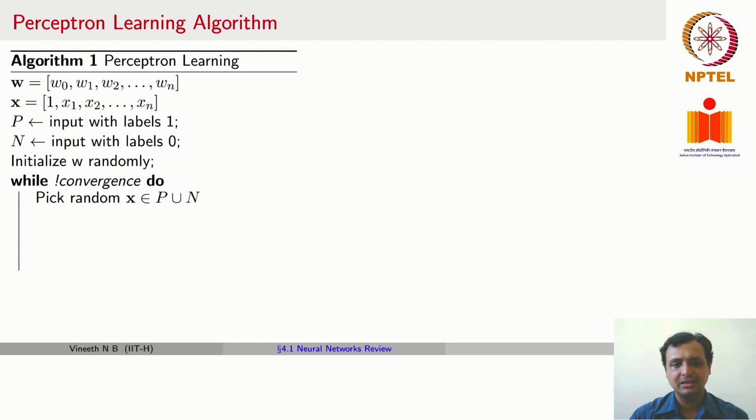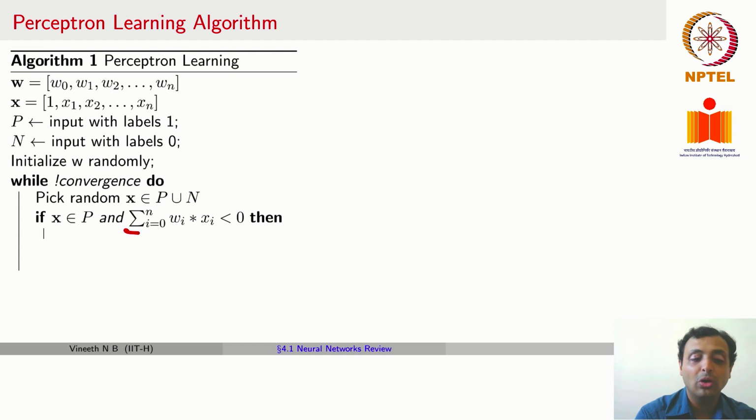The first step says randomly pick a point, an input data, from P or N. Rather, you select x coming from P union N. If x belongs to P, which means it's a positive class, and if your output was less than 0, remember, for a positive class, you would have wanted your output to be greater than 0. But if it is less than 0, you simply add x to w. Why is this so?